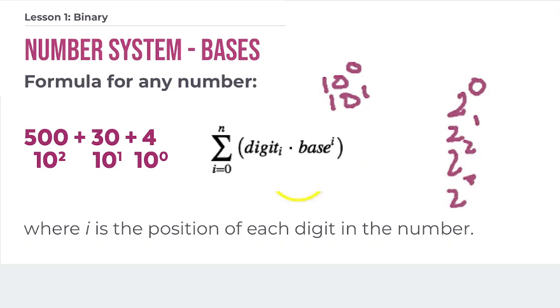Again, I really don't think this formula is going to be on the test for you, but it just means that the way we determine the value of any number in any number system means that we sum up, we add up all of the place values based on whatever the exponent is in that place value as it increases by 1.